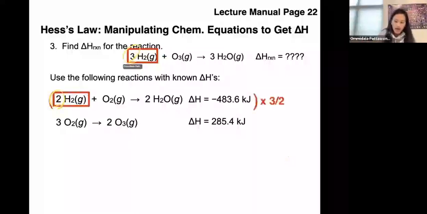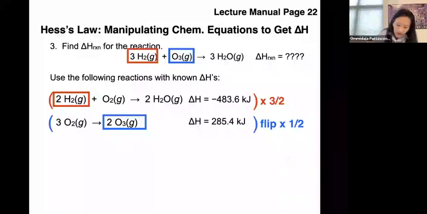I'm just going to go ahead and multiply by 3/2, right? If you think about this, you have 2 here, and if you multiply by 3/2, you cancel that 2, so you're going to get 3 as a coefficient. So in this case, I'm going to multiply by 3/2. Then I can look at ozone as well, O3. O3 is on the opposite side, so I have to flip this, and because this one is 2 times greater than the desired equation, I have to divide this equation by 2.